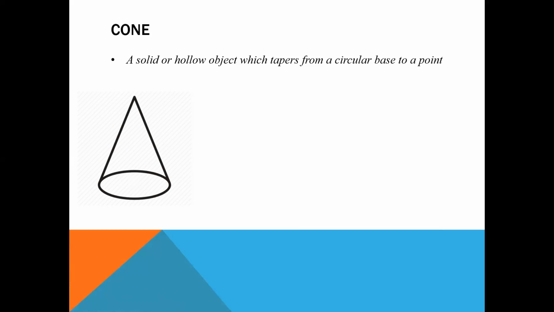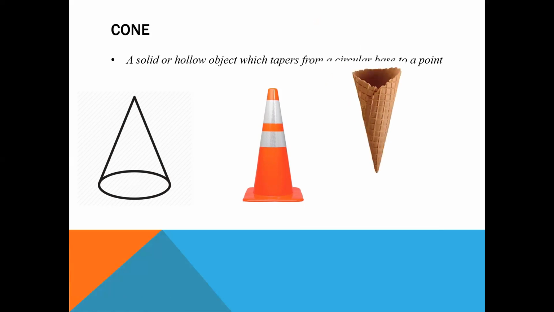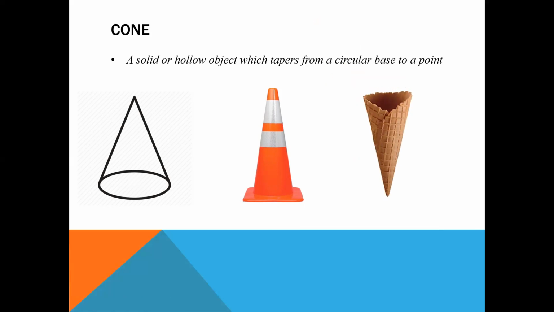Now, I'm going to show you 2 objects. One object, the traffic police use either to close the roads or to divert the traffic. You've seen these on the road, correct? And finally, your favorite, which is an ice cream cone.